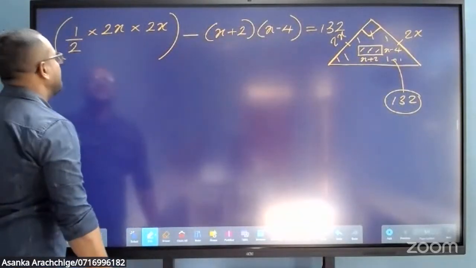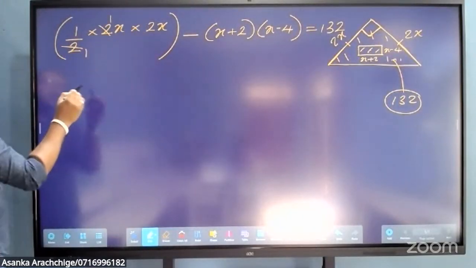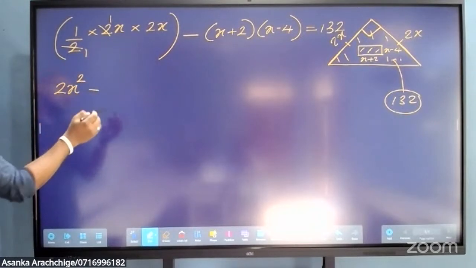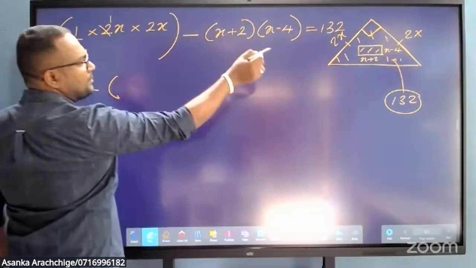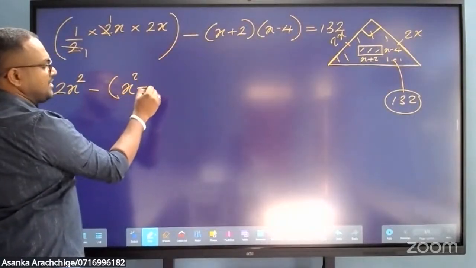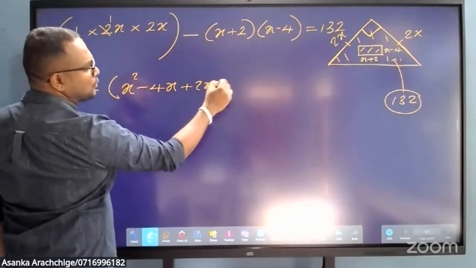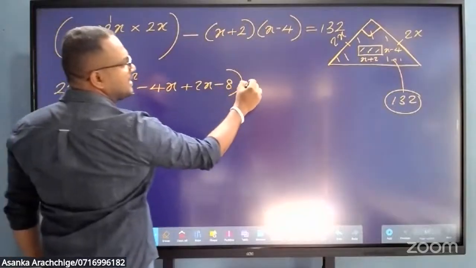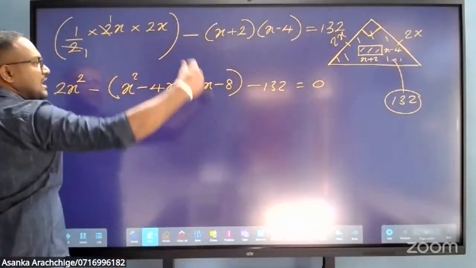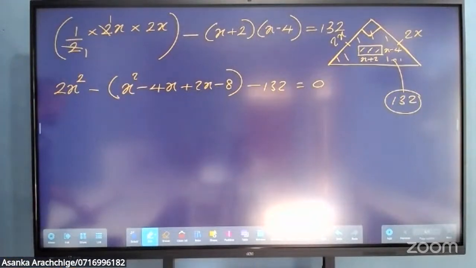Now we have to simplify. 2 times 1, 2 times x times 2x: 2x squared minus. Within the brackets, x times x squared, x times minus 4 is minus 4x. 2 times x is 2x, 2 times minus 4 is minus 8. Minus 132 is equal to 0. I took the value on the right hand side also to the left.